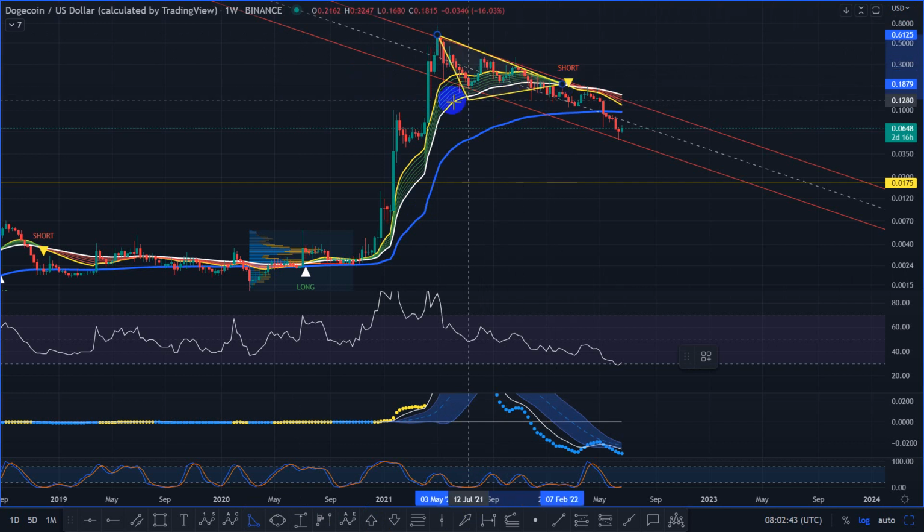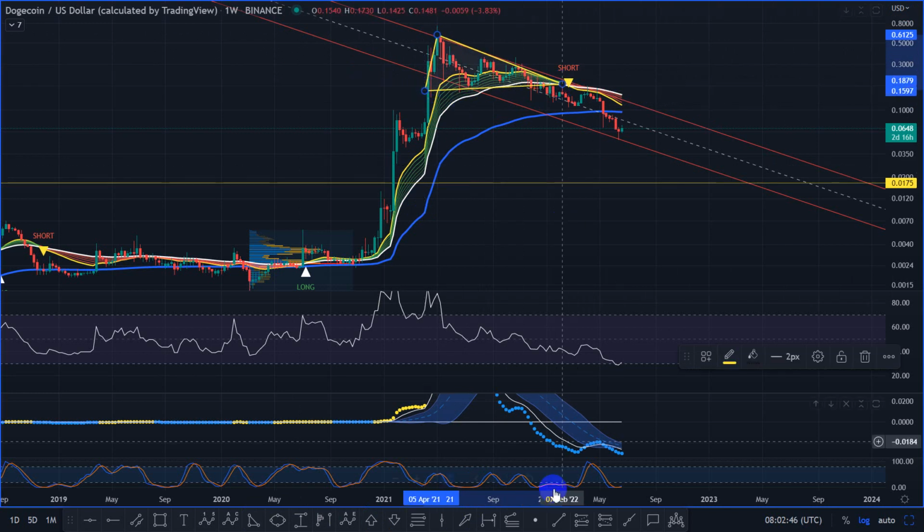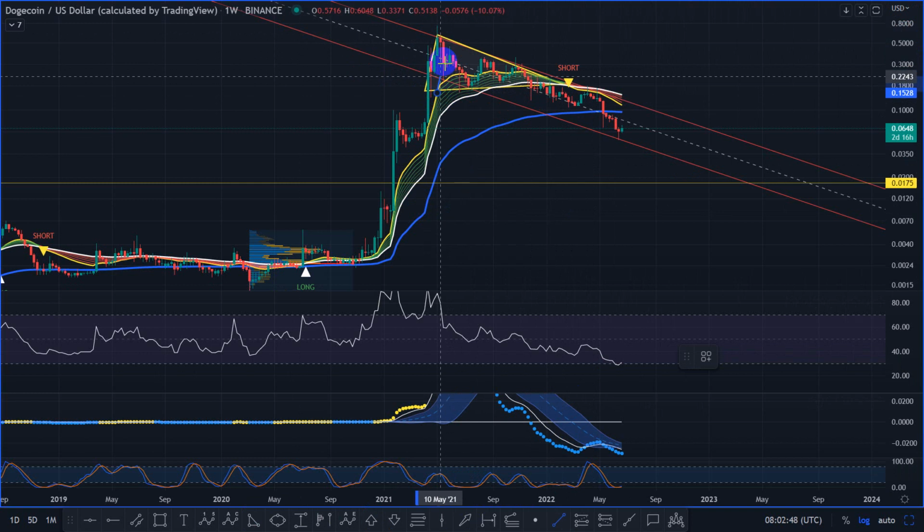Here is a descending triangle. Let's measure the potential target. Well, it's almost there. That's the potential target of the descending triangle. Let's mark it on the chart.